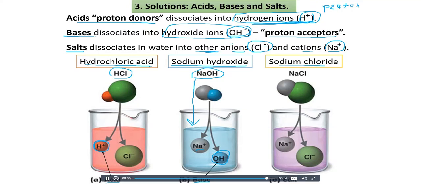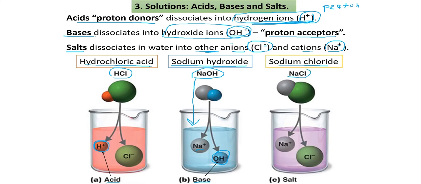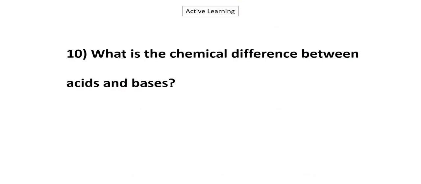And sodium chloride, this is again an example of a salt, and in water it will dissociate into sodium and chloride, but it produces no hydrogen ions and no hydroxide ions, so it means it's a salt. So now you will be able to answer this question: what is the chemical difference between acids and bases?